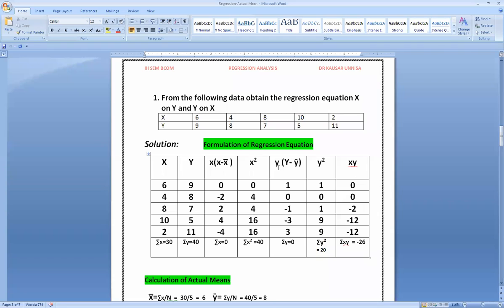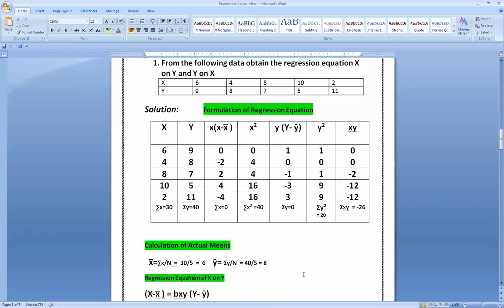Then we go for calculating deviation y. Deviation y is nothing but y minus y bar, the actual values of y minus the y mean value. So x mean and y mean we should calculate earlier, only then can we do the deviations. Again we go for squaring the deviation value of y, that is y square, then the product of deviations of x into y. For the multiplication of the x and y deviation values, we put in the xy column.